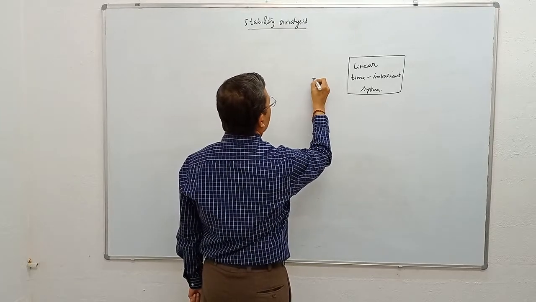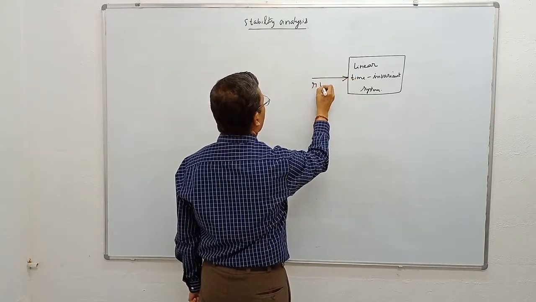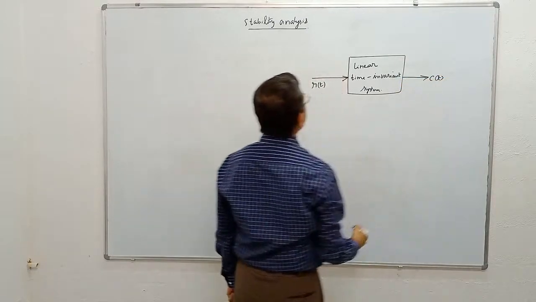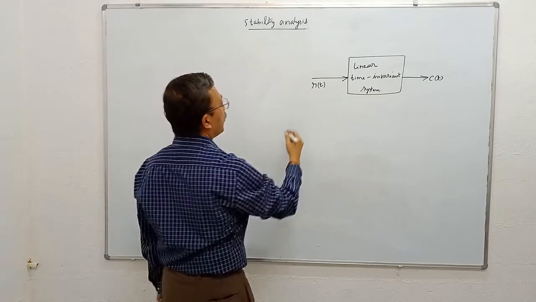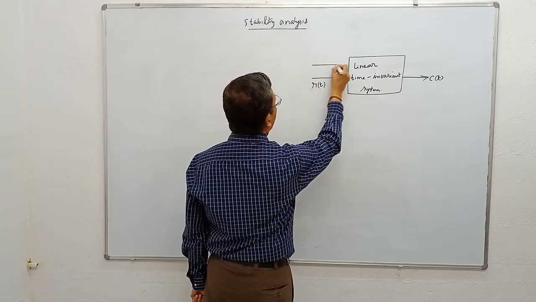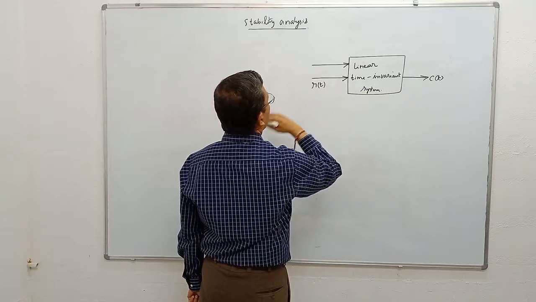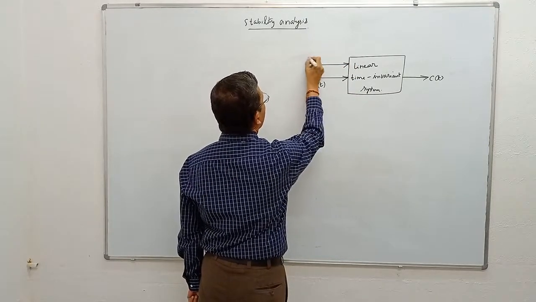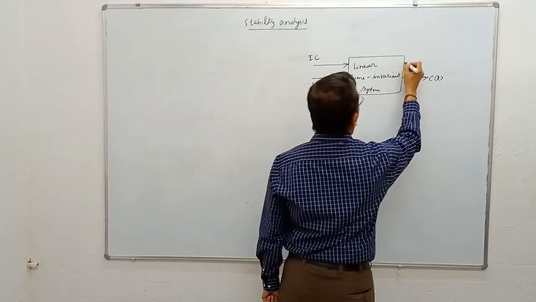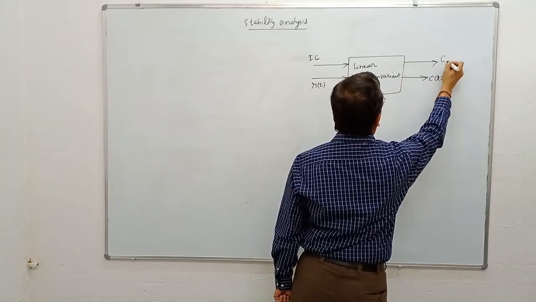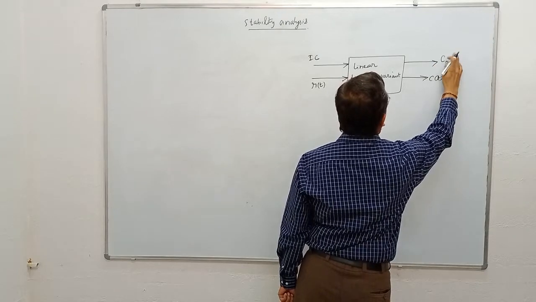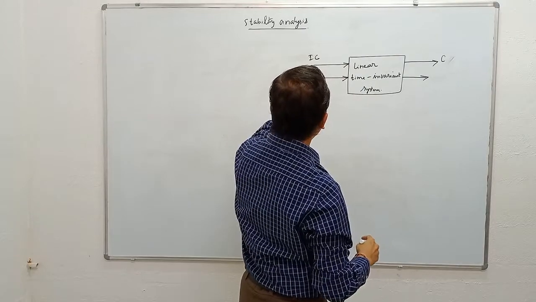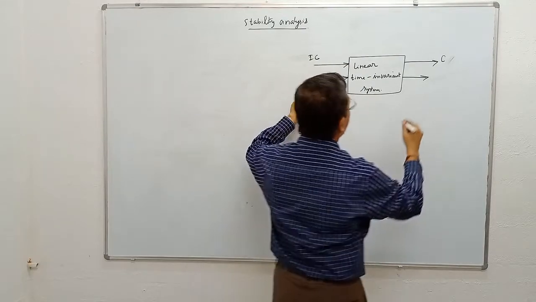Input to the system is R of t. Output of the system is C of t. The system has initial conditions, IC, which means initial condition. The output produced by the initial condition is denoted separately. The response produced by the input is called zero state response.